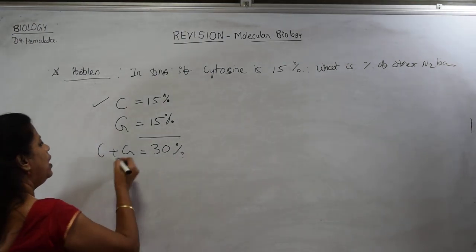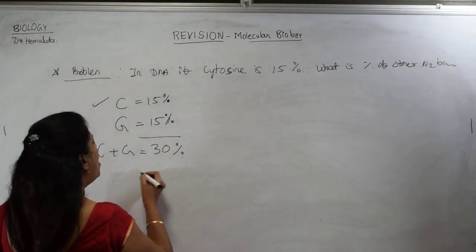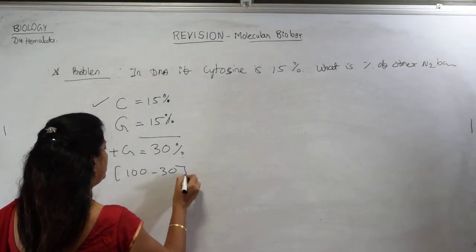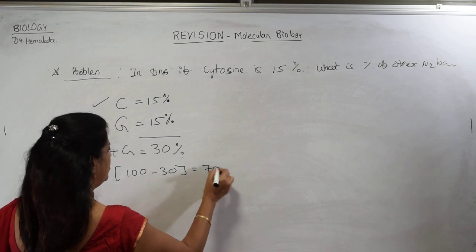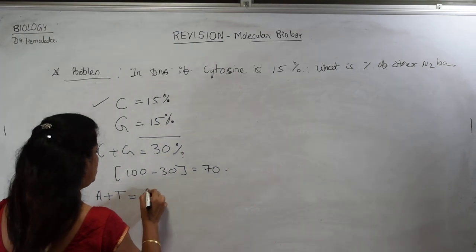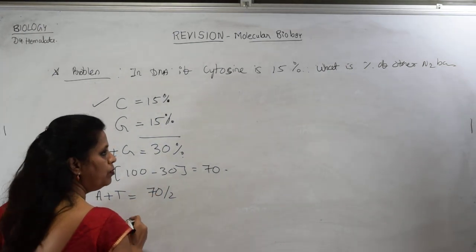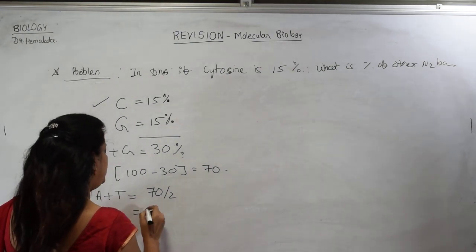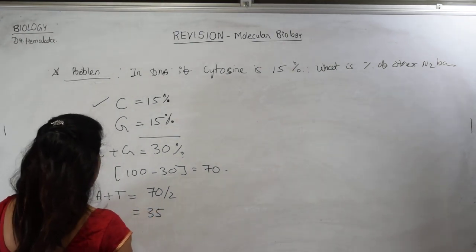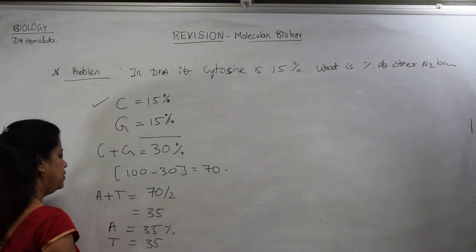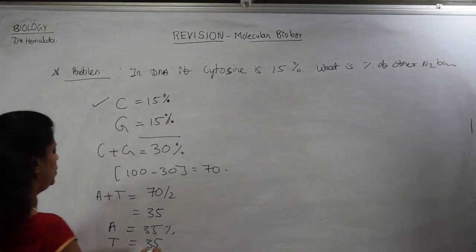Now, how much will be A and T? So 100 minus, what did you do? 100 minus 30, right? This is equal to 70, right? Now adenine plus thymine equals 70/2. That means each one will be the same, right? Then therefore you will get 35%. That is, adenine will be equal to 35% and thymine will be equal to 35%. Okay? That's how we are going to count.